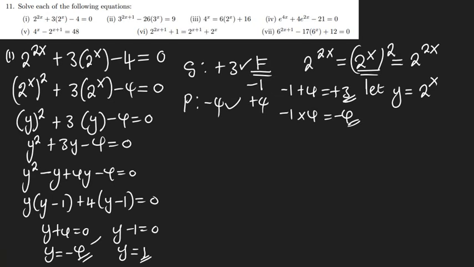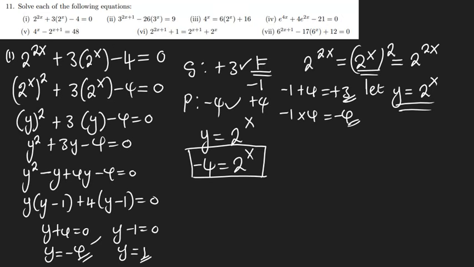So now you ask yourself, you already said that your y is equal to 2 to the power x. Then here you can put your negative 4 equal to 2 to the power x. But you know that this particular part won't give you any set value, because it's a negative 4 there, so you forget this part.